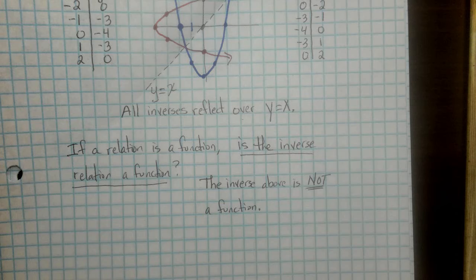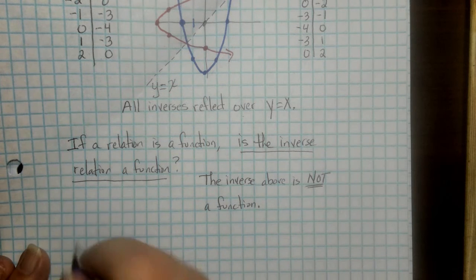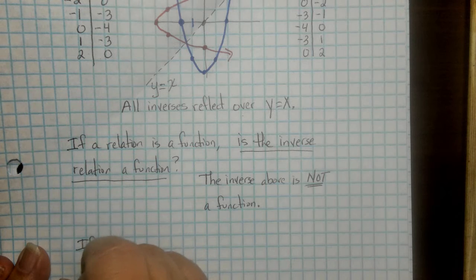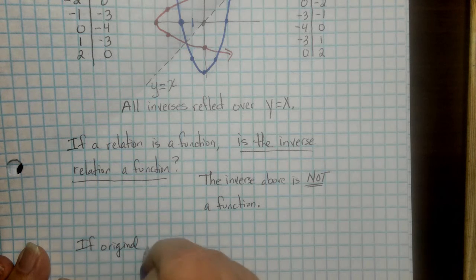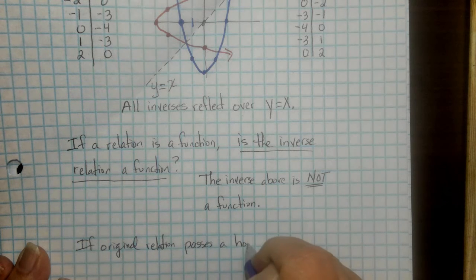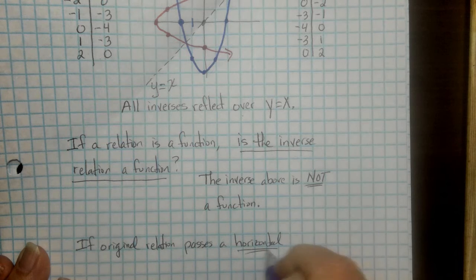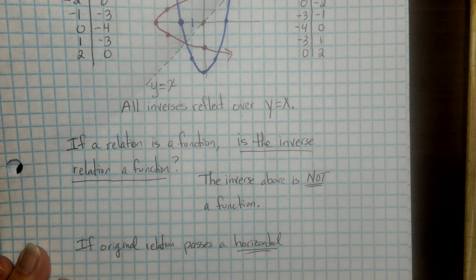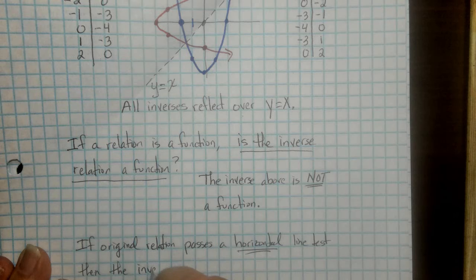So there are some ways that you can know without graphing the whole thing. Remember, a relation is a function if it passes the vertical line test. So if the original relation passes a horizontal line test, right? So we're switching it from vertical to horizontal. So if the original relation passes a horizontal line test, then the inverse relation will be a function.